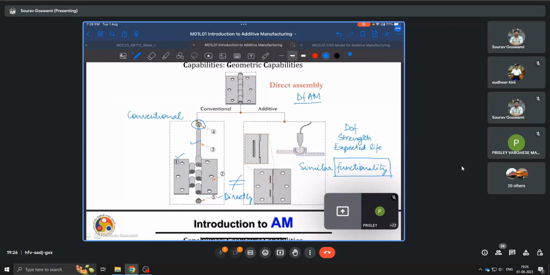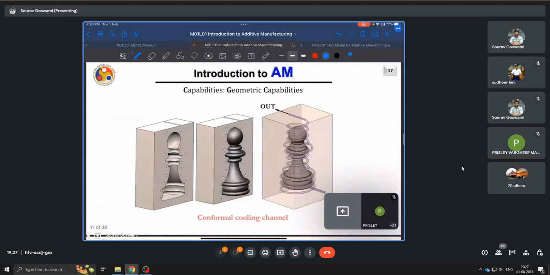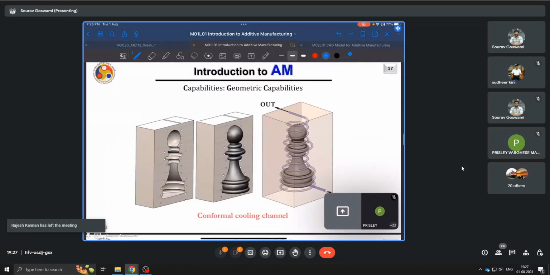Such an assembly cannot be made by any conventional manufacturing process in a single go. However, with an additive process such as FDM here, this is a one-step process. You just print it, take it off the plate, maybe snap some of the supports, and you're good to go. Again, another capability which is highlighted here is the conformal cooling channels which can be built in.